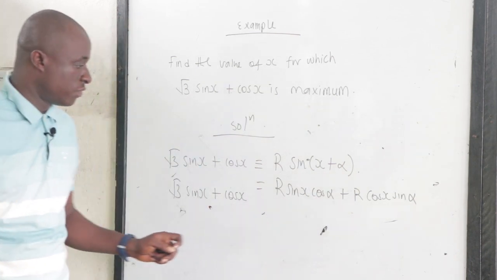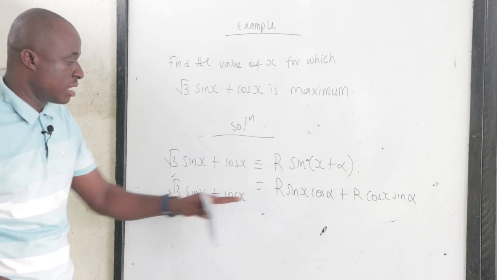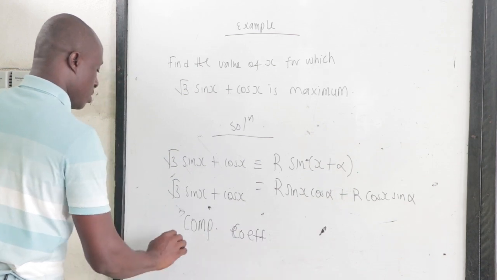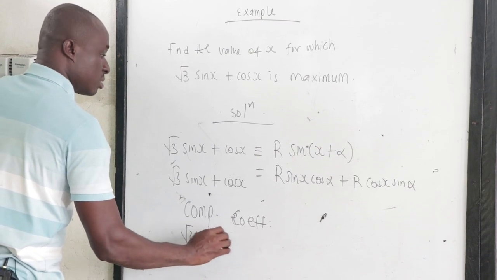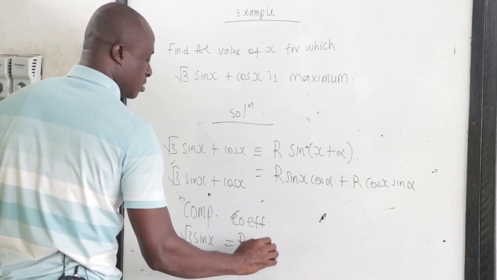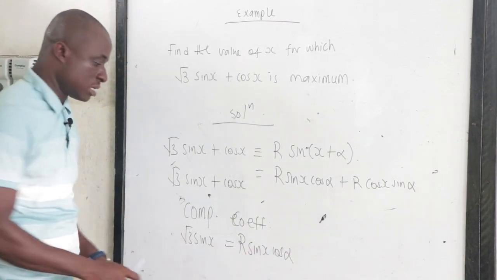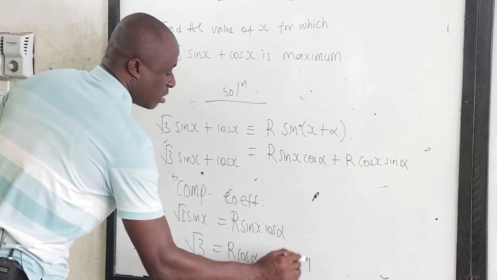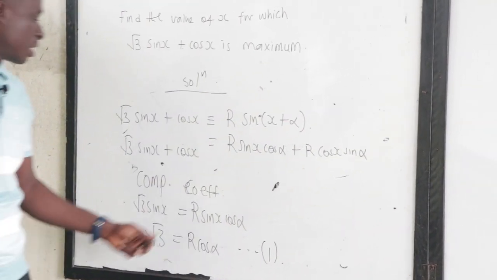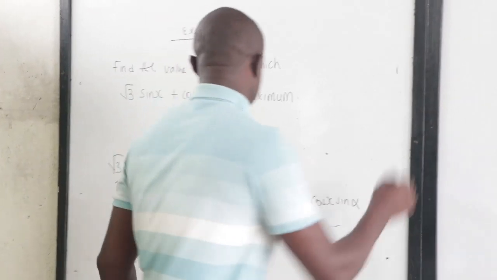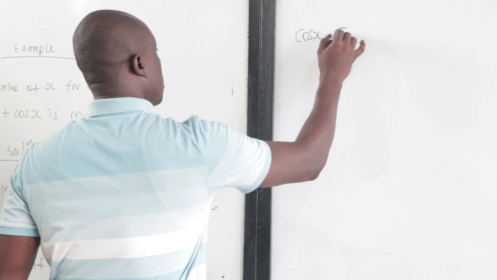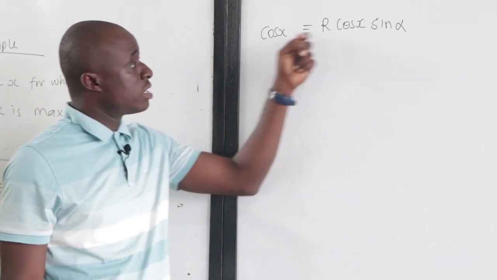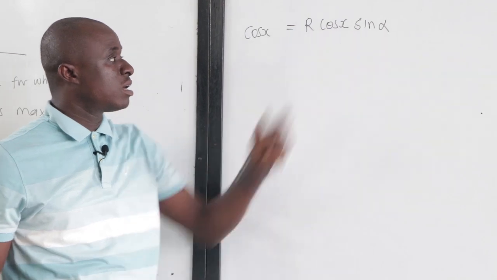Now this is root 3 sine x plus cos x. What can we do from here? You have to compare the coefficients. Now sine x here, so comparing coefficients, what do you have? Root 3 sine x equal to r sine x cos alpha. Sine x is cancelling out. So what do you have? Root 3 equal to r cos alpha. This is equation 1. Now let's see cos x. We also have cos x here. So we have cos x equal to r cos x sine alpha. Cos x will cancel out. What do you have here? 1 equal to r sine alpha.